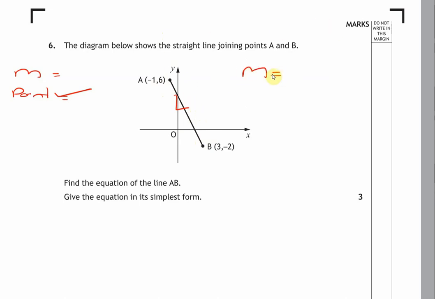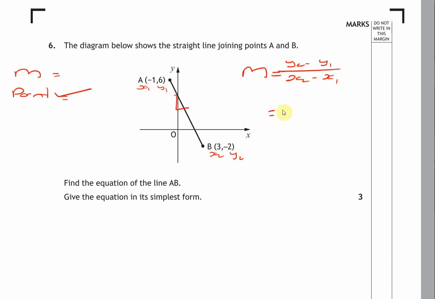So your formula for your gradient is going to be y2 minus y1 over x2 minus x1. Now before you start substituting values in, because it's very, very easy to make a mistake, the best thing to do is to label your points x1, y1 and x2, y2 first. So I'm going to make this one the 1s and I'll make this one the 2s. So this is x1, y1 and this will be x2 and y2. So let's substitute these values into this equation and we'll tidy it up.